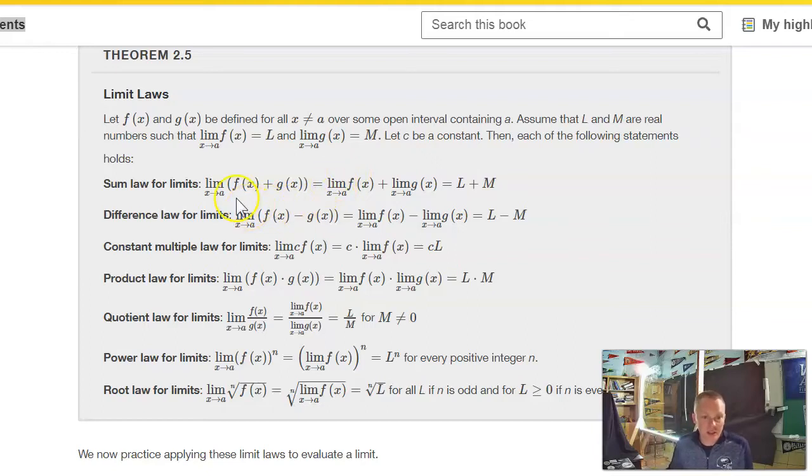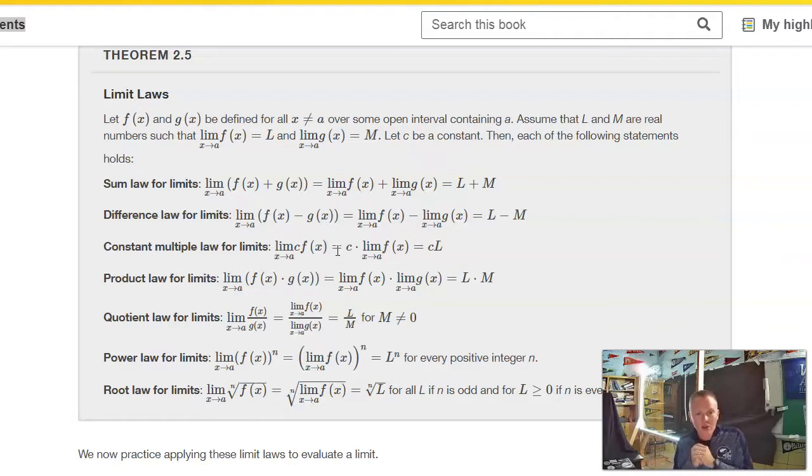So basically it's like this. The limit of a sum, that's what this first thing is. Basically the limit of a sum is the sum of the limits. So you have two functions that you're adding together, and you can bust that up into two separate limits. The limit of the sum is the sum of the limits. The difference law, the limit of a difference is the difference of the limits. Constant multiple law. So basically this is saying if you have a constant times a function, it's the constant times whatever the limit is. So you can just pull constants outside, and we'll see what that looks like in an example too.